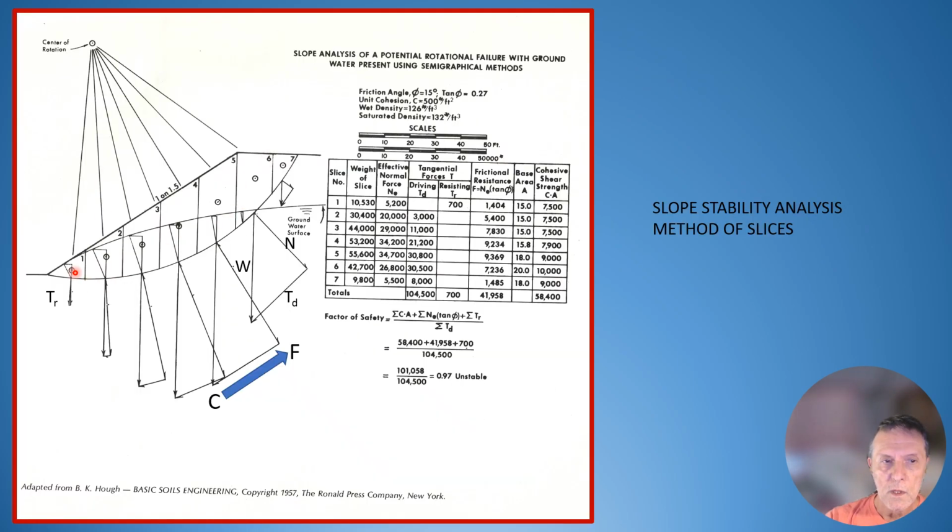So here is a slope. Here is your presumed failure surface, this curved surface. Each one of these slices is analyzed as to the weight of the slice, the normal force, the driving force, the resisting force, frictional resistance, cohesive shear strength. So all this is put together into an analysis which will give you a factor of safety. In this case, the factor of safety is only 0.97, which means you have an unstable slope.